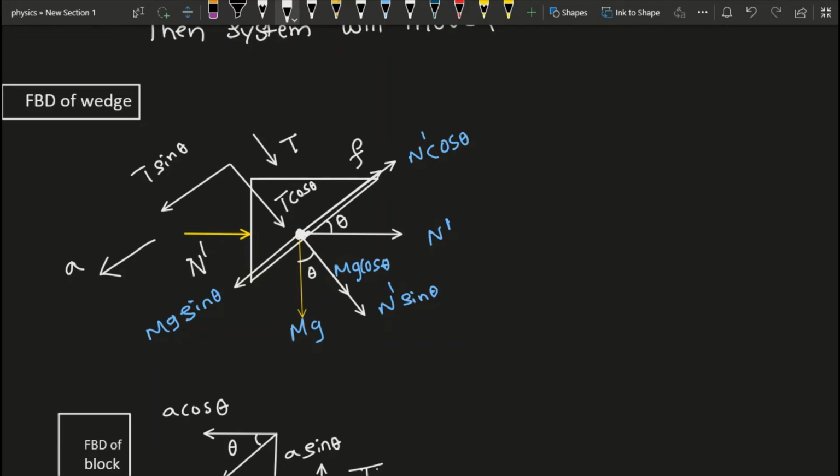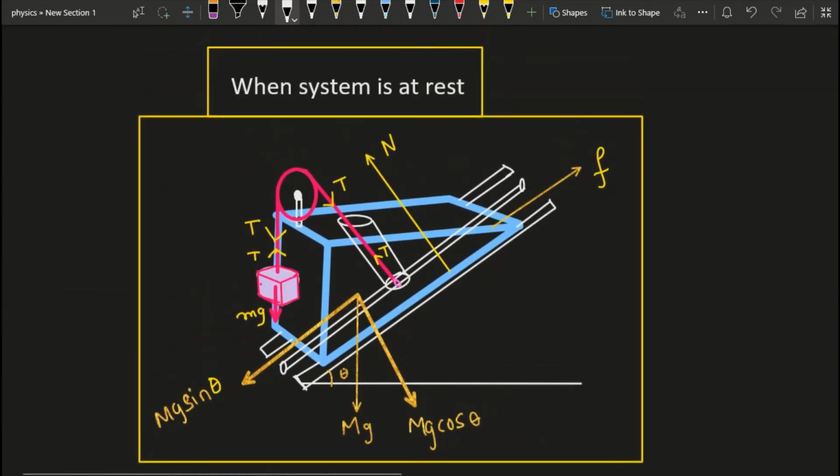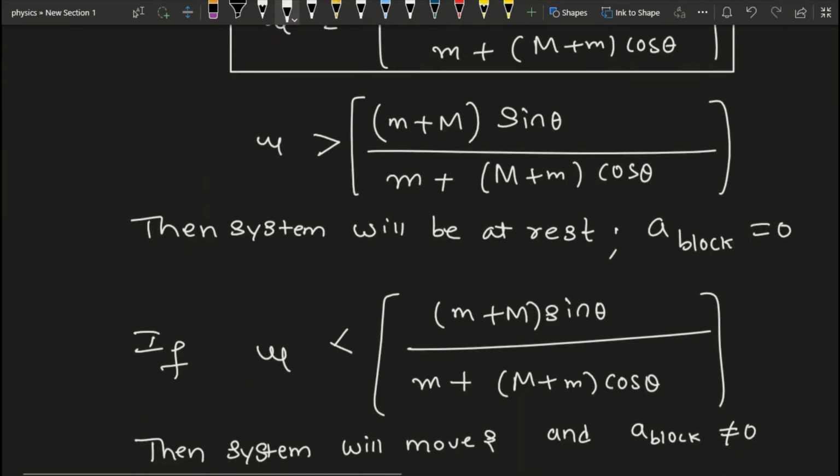Now let us see how to write the equations of motion for the wedge. First of all, we have to write the proper equations of motion for the wedge, and after that we have to concentrate on the block. Now see students, there is a contact between the small m and capital M. Small m is the block and capital M is the wedge. At this point of contact, both the wedge and the block will experience a contact force. I have shown that contact force here.